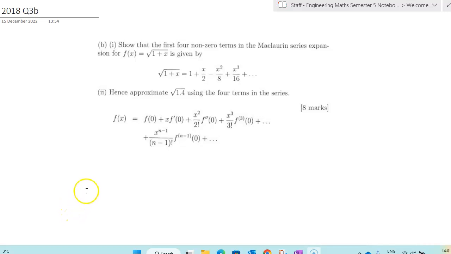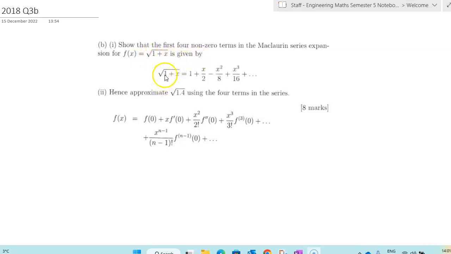Hi, I'm going to do the Maclaurin's theorem, or the Maclaurin series question from the 2018 January paper, question 3b. It's worth 8 marks. This is the question. Show that the first 4 non-zero terms in the Maclaurin series expansion for f of x, which is equal to the square root of 1 plus x, is given by.